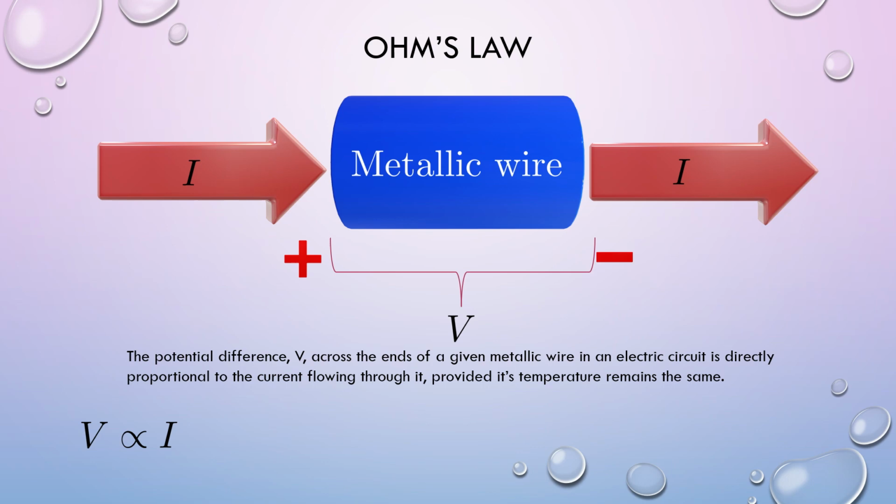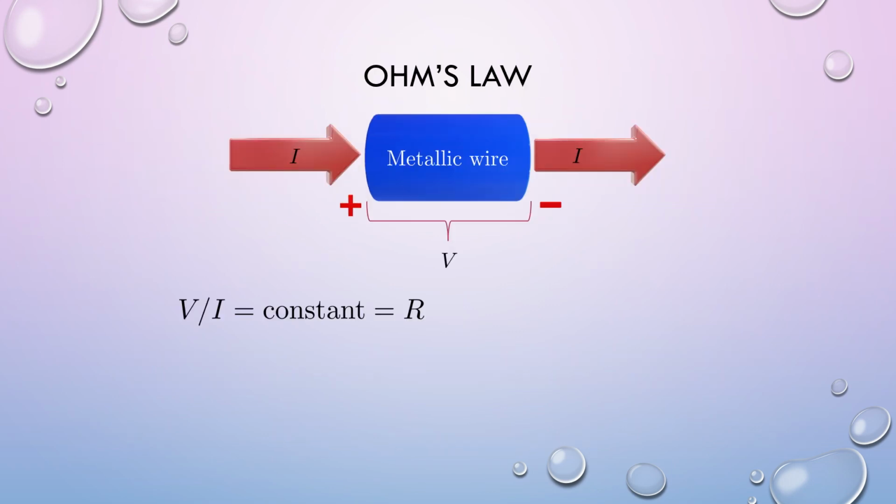We can write this in a slightly different way. It means that the ratio of the potential difference to the current, V by I, is constant for a given metal at a given temperature, and we call this constant R. By rearranging this equation, we can also write this relation as V equal to IR. So V by I is a constant, which we call R. This R is known as the resistance of this wire.